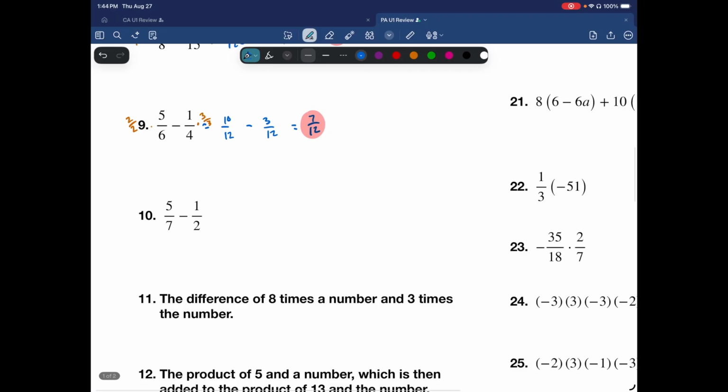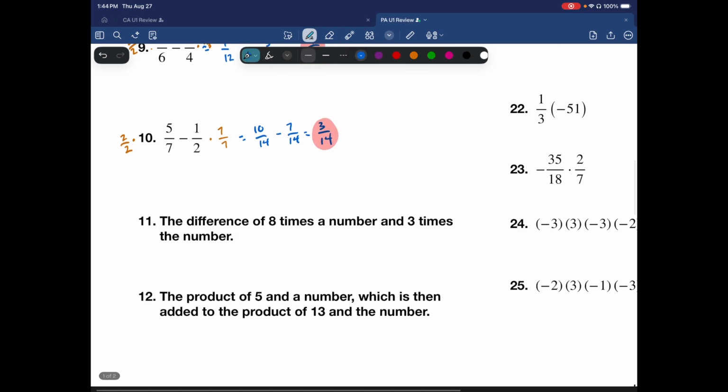Number 10, let's see. They'll both go into 14. So let's do 7, and let's do 2 over here. All right, so let's do 10 over 14 minus 7 over 14. 10 minus 7 is 3. 3 over 14 is my answer.